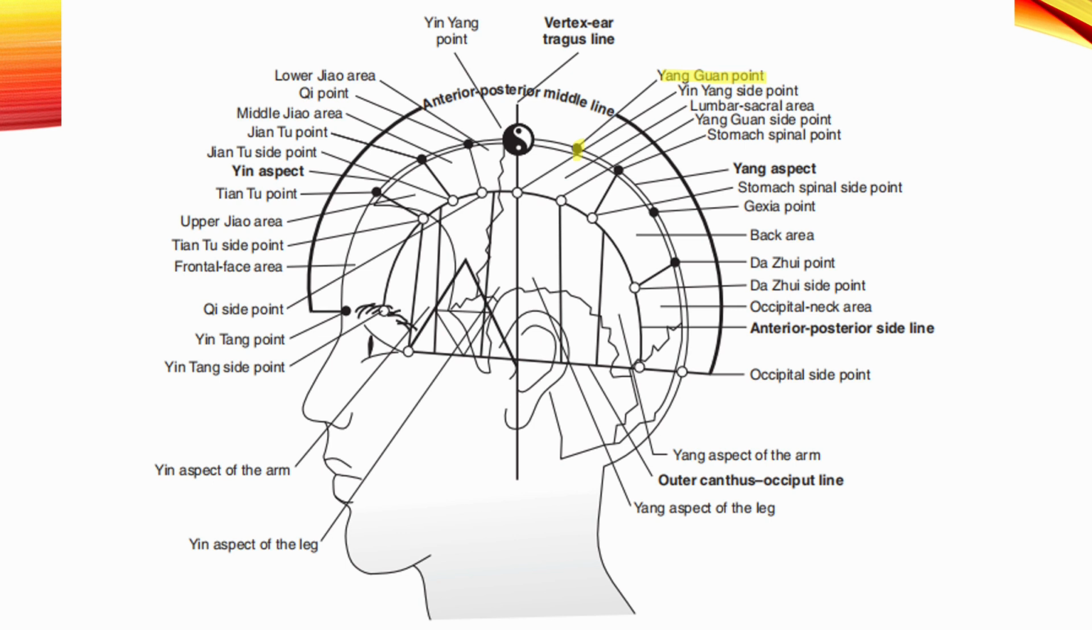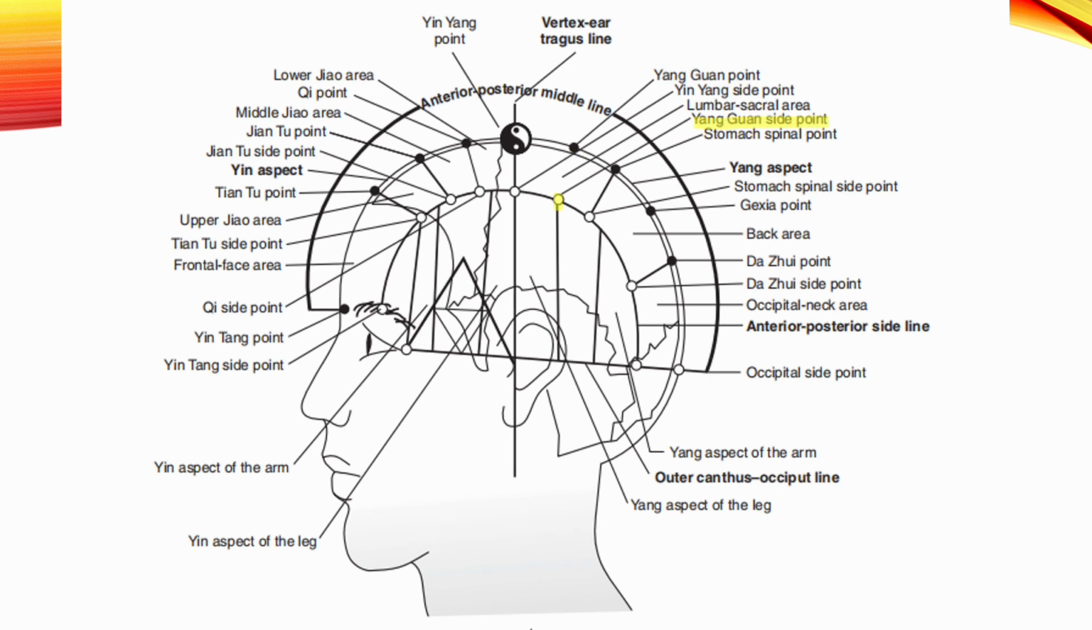Yangguan point. This point is on the anterior posterior midline at the midpoint of the line running between the Yin-Yang point and the stomach spinal point. Yangguan side point. This point is on the anterior posterior side line at the midpoint of the line running between the Yin-Yang side point and the stomach spinal side point.